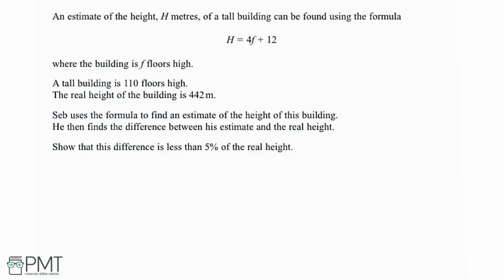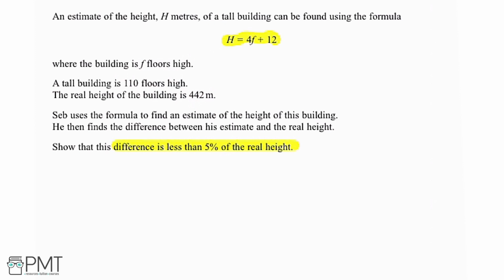An estimate of the height, h metres of a tall building, can be found using the formula h equals 4f plus 12, where the building is f floors high. A tall building is 110 floors high, and the real height of the building is 442 metres. Seb uses the formula to find an estimate of the height of this building. He then finds the difference between his estimate and the real height. Show that the difference is less than 5% of the real height.